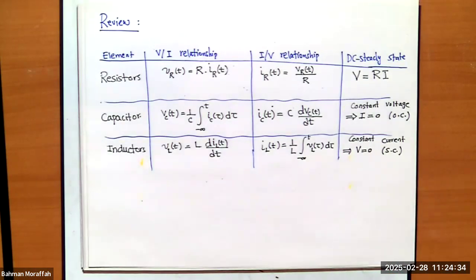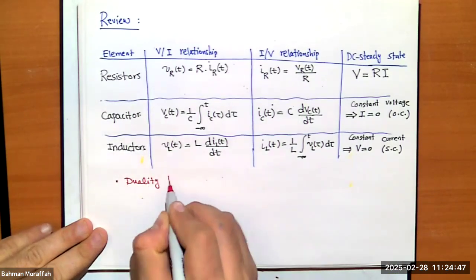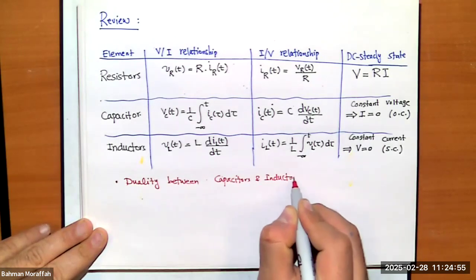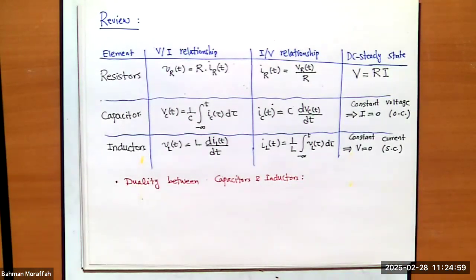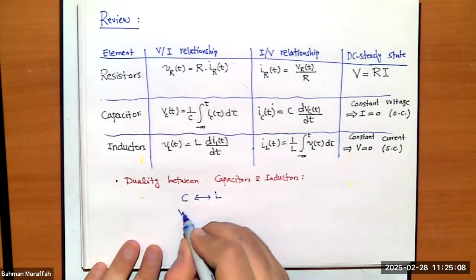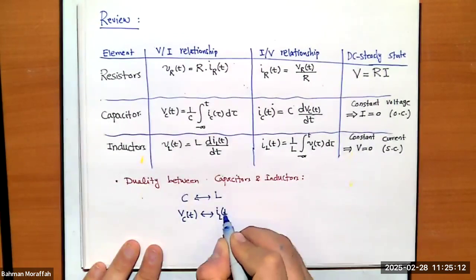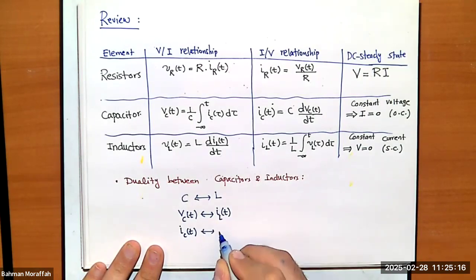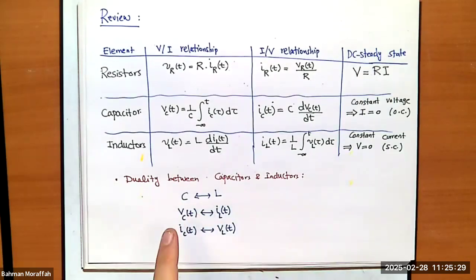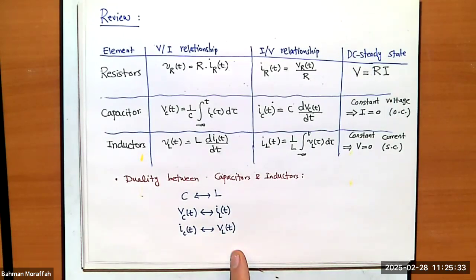We also talked about the duality between the capacitors and inductors. By that, what I mean is that if I change the role of C by L or L by C, change VC of t to IL of t and IC of t to VL of t. If I'm given one set of equations, for example for the capacitor, I can obtain that set of equations for the inductor just by replacing C by L, VC by IL, and IC by VL. In this sense, we have duality.